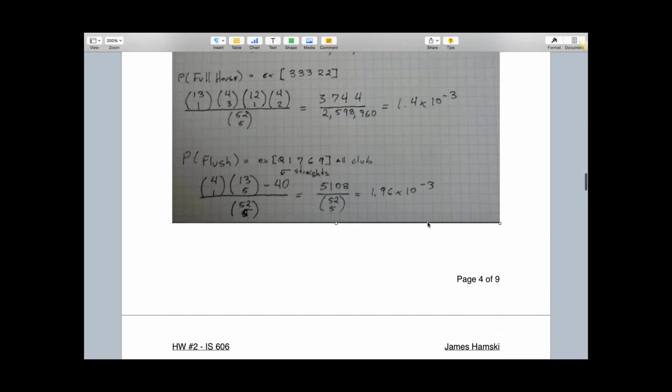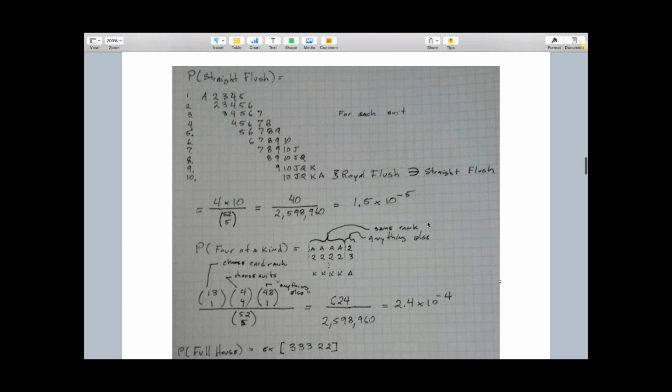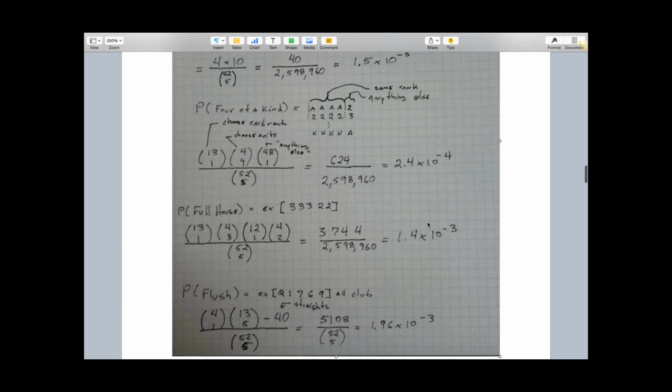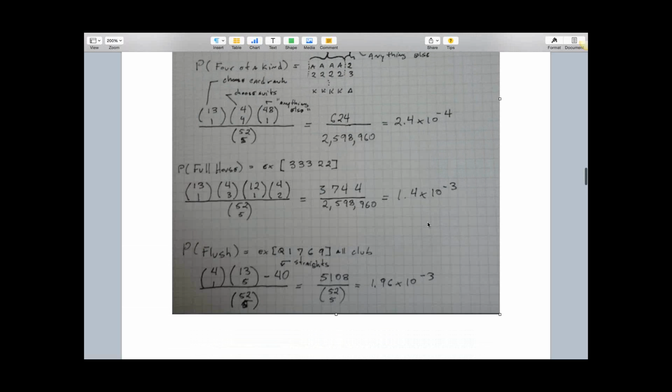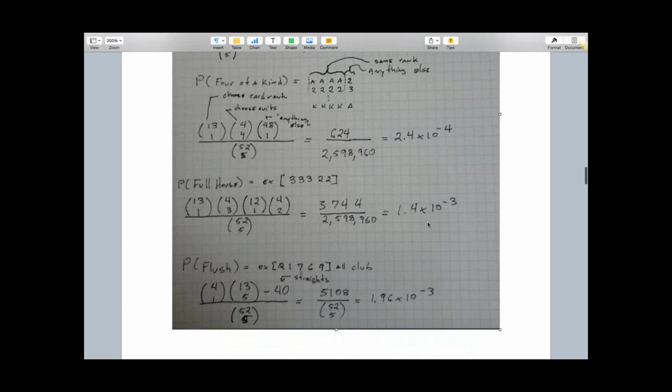So I've played a lot of hands, and I don't recall ever getting a straight flush or a four of a kind. No, I haven't had them, but I've seen them.